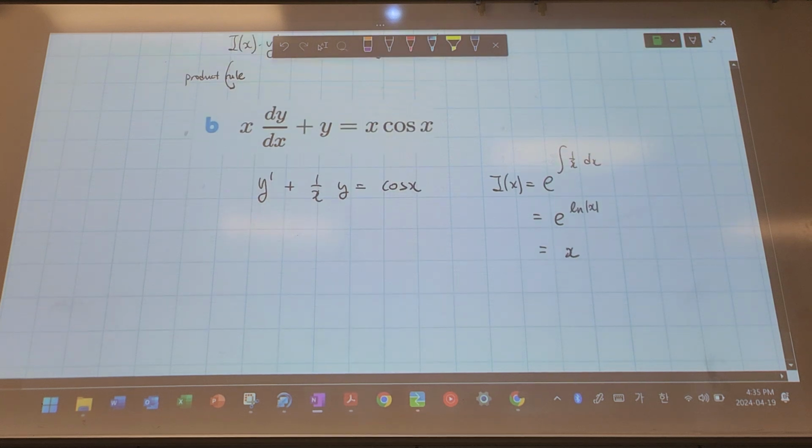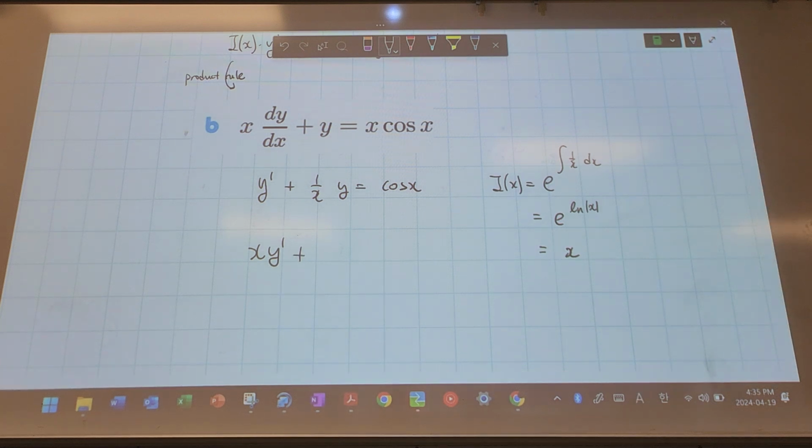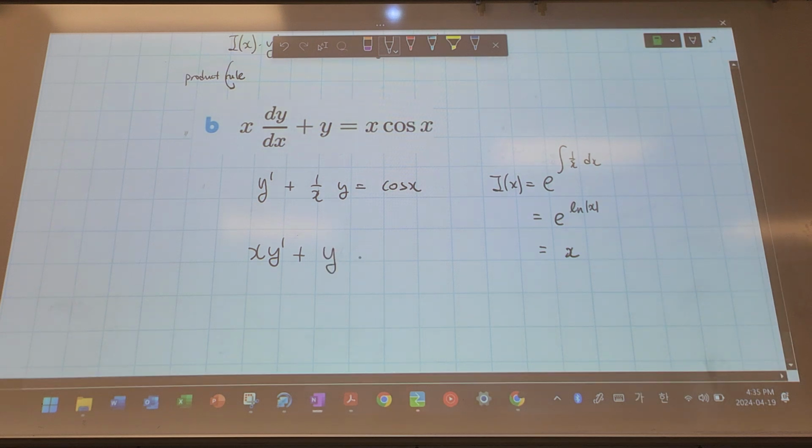So then I of x is just x. So now let's multiply both sides by x. So now it's going to be x y prime plus x times 1 over x. And naturally, most times, the I of x and the p of x will cancel out. Not entirely, but somewhat. So it's just going to be plus y equals x cos x.